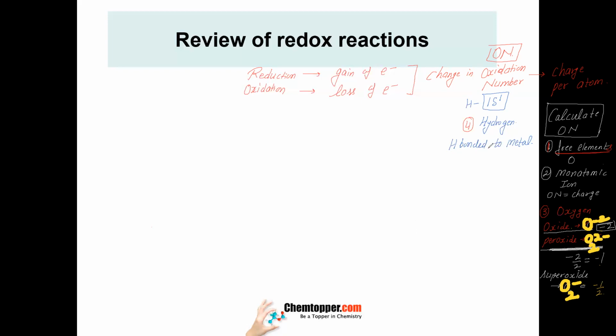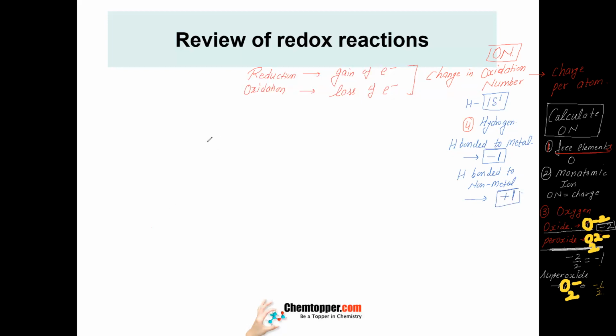So whenever it is bonded to metal, it's going to have -1 oxidation number. It's going to gain. Metals, they always lose. So hydrogen will gain. And when hydrogen is bonded to non-metal, it is always going to be +1. This is again a very important rule.